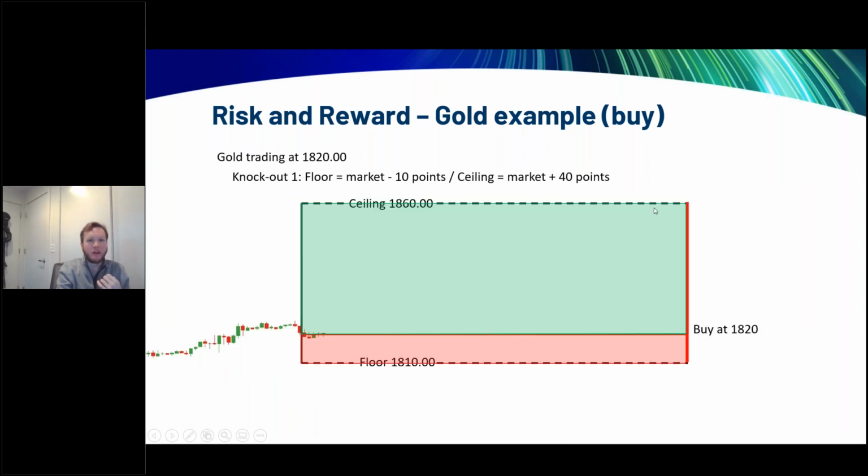And so we can go over to this example right here, which is, I think, a little bit better example to explain this. So for gold in particular, every 0.1 movement is going to be basically $1. It's going to be $1 profit or a loss as it moves up and down. So if you get in at this 1820 point, right? So let's say the market's trading at 1820, and this from our last example is like the first knockout we were seeing. So the floor is going to be this minus 10 points.